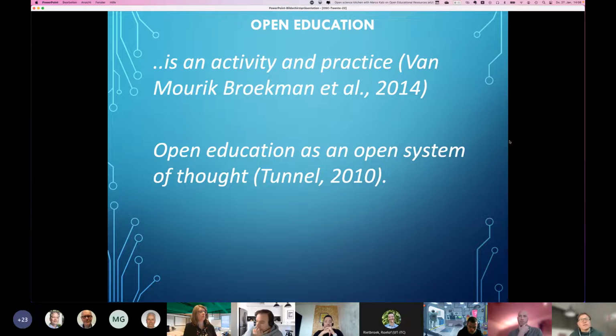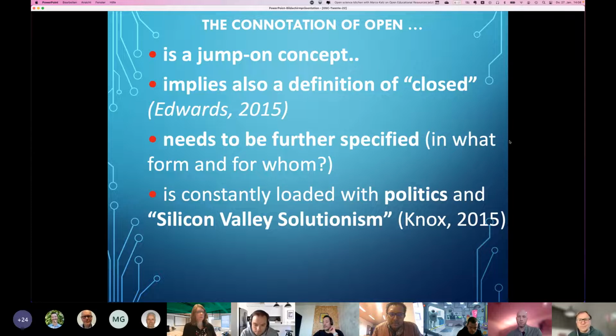It is also defined as an activity, but also practice. So it's not only a theoretical basis, but it's also how you actually do things. And other authors have coined it as a kind of open system of thought. So being able to be open in the way you think about education. And of course, who does not want to be open? It's a kind of jump on concept. In the discourse, openness is a positive thing, first of all. So every university wants to be open, and we all support openness.